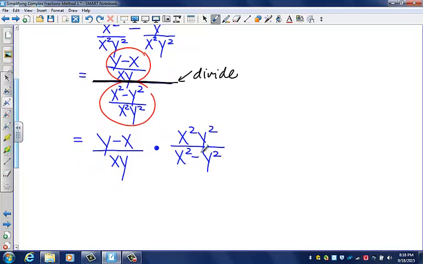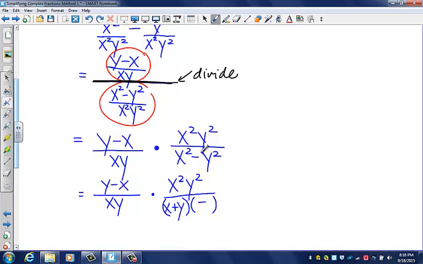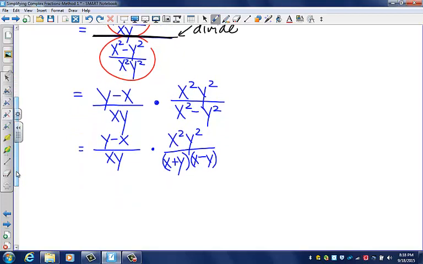Okay, so it looks like y minus x, we cannot factor that, it's prime. xy is a monomial, I don't factor those. x squared y squared is a monomial. But x squared minus y squared is a difference of two perfect squares, which factors into two binomials that are called conjugates, basically a sum and a difference of the same two terms. And now that everything's been factored, we can divide out common factors.